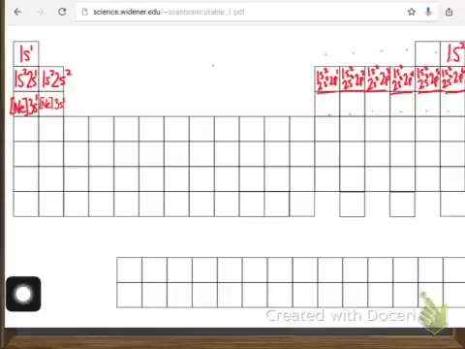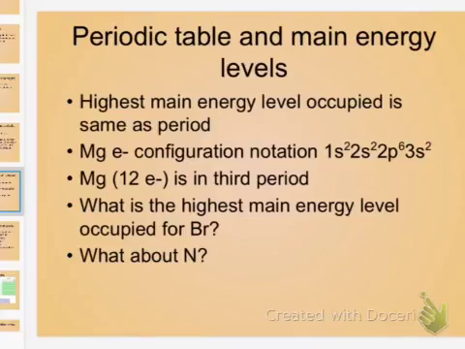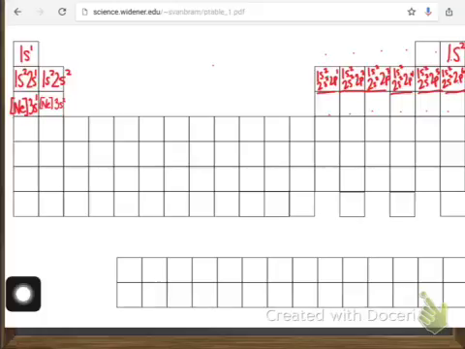So, what we're looking at is 2 things. The length of those periods really is governed by how many electrons we can fit in the subshells that are being filled. And the highest main energy level occupied is always the same as the period. So if we look back here, highest main occupied is 1. Highest main occupied is 2. Highest main occupied is 3. Guess what the highest main occupied in the next period down is? 4. And we kind of hinted at that in the last chapter.